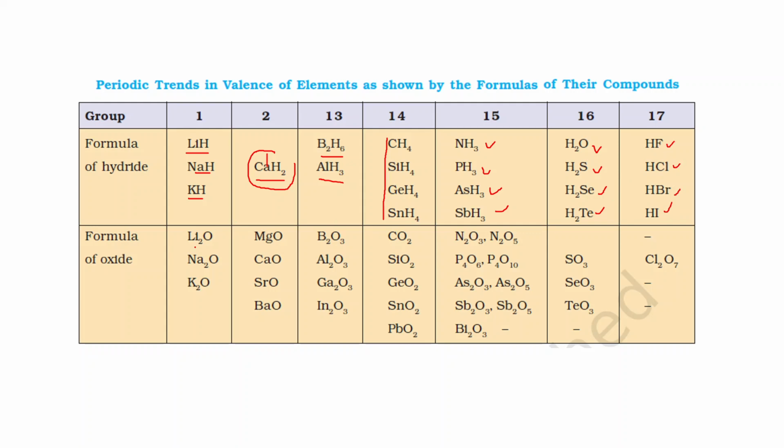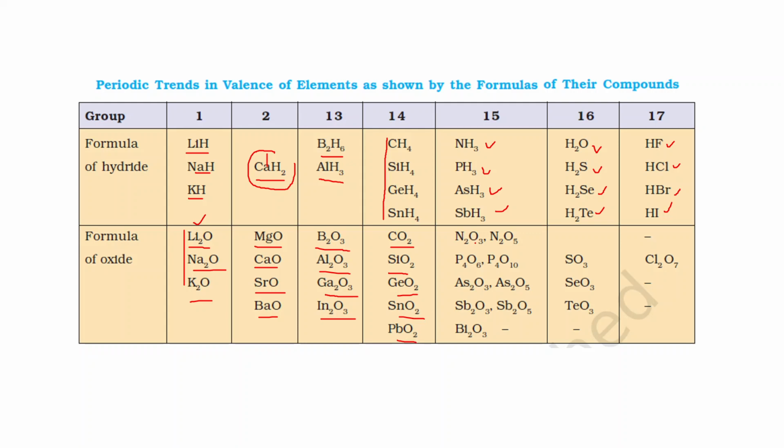The same way, oxides. First, oxides of the group 1 elements. This is Li2O, Na2O, K2O. Valency of alkali metals is 1 and valency of oxygen is 2. That's why we can write the formula in this way. For the second group elements, MgO, CaO, SrO, BaO. Group 13 elements: B2O3, Al2O3, Ga2O3, In2O3. Group 14 elements: CO2, SiO2, GeO2, SnO2, PbO2.